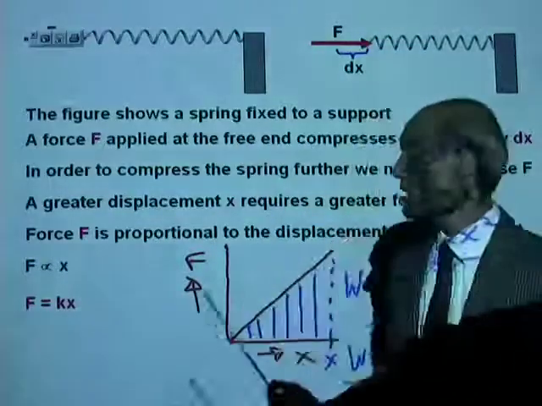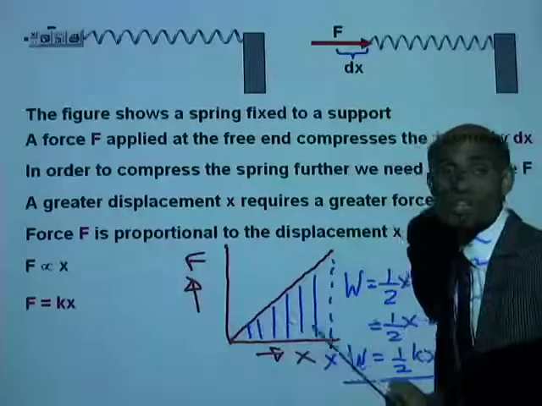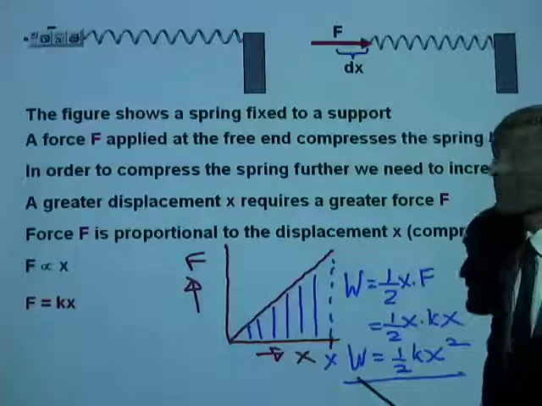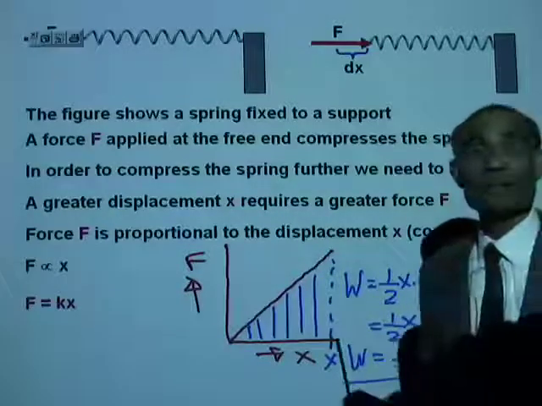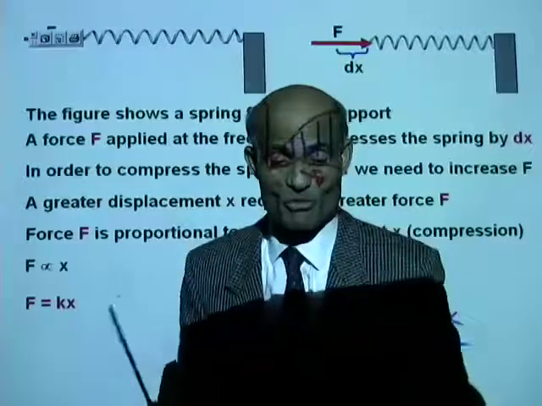So what this shows is that the work done in stretching a spring by a distance x is equal to 1/2 kx squared. The work done in stretching or compressing, both remains the same.